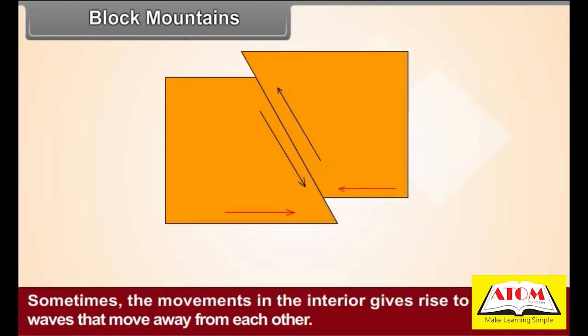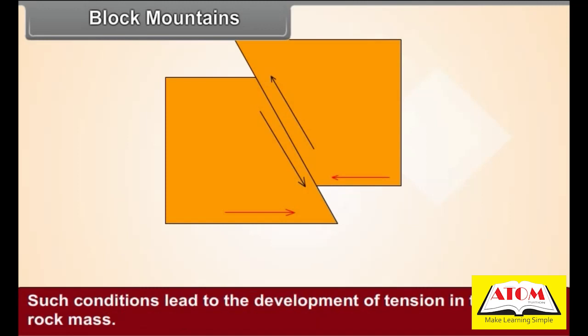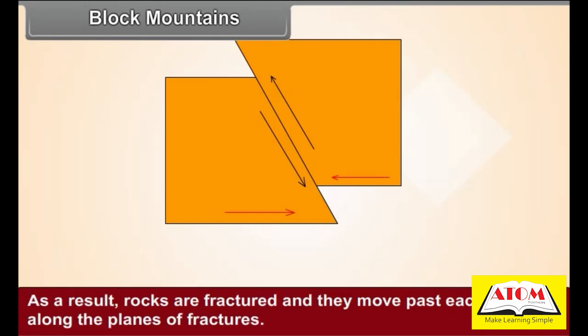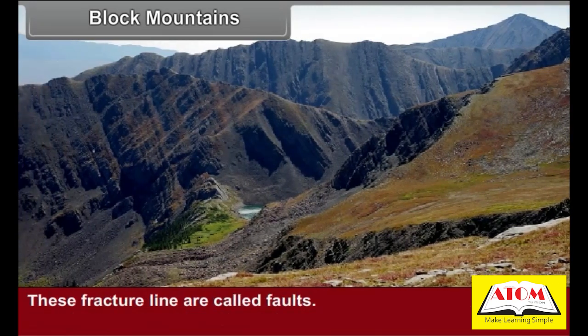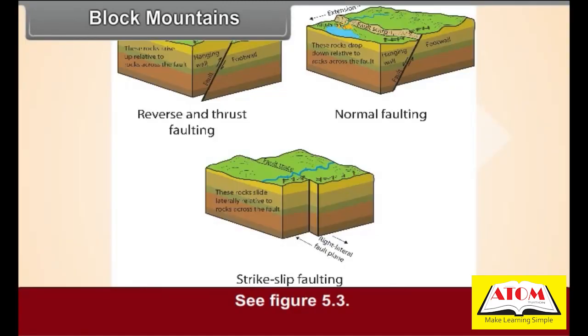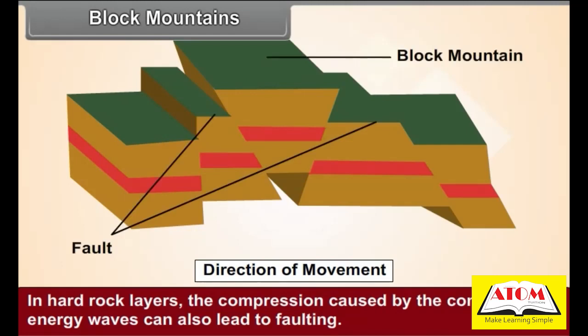Block mountains. Sometimes the movements in the interior give rise to energy waves that move away from each other. Such conditions lead to the development of tension in the rock mass. As a result, rocks are fractured and they move past each other along the planes of fractures. These fracture lines are called faults. See figure 5.3. In hard rock layers, the compression caused by the converging energy waves can also lead to faulting.